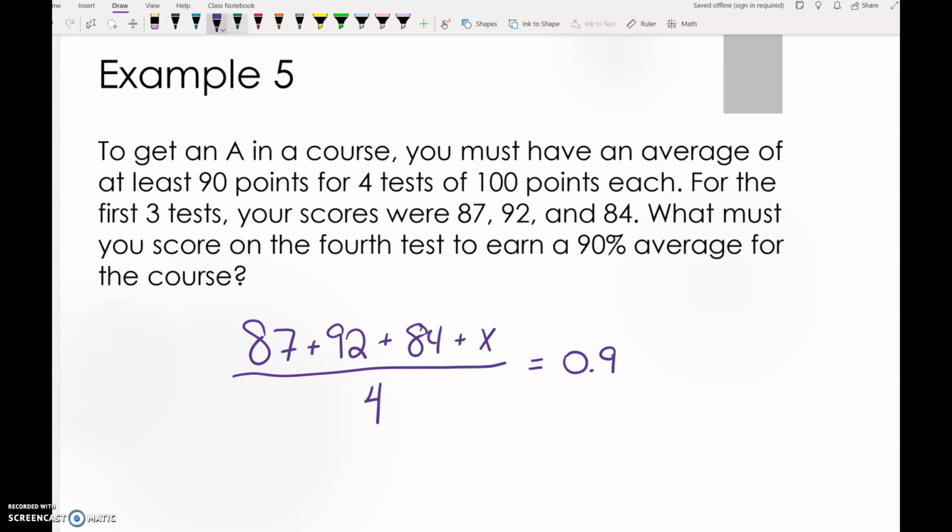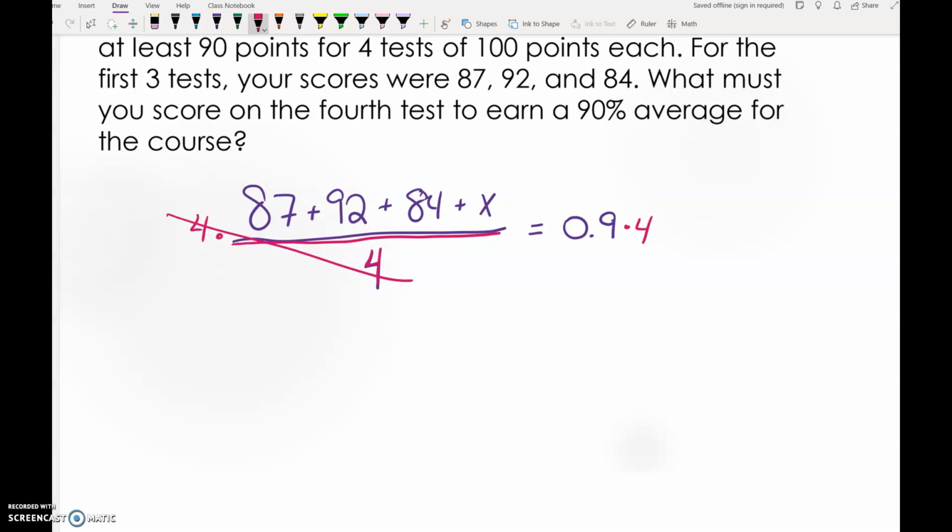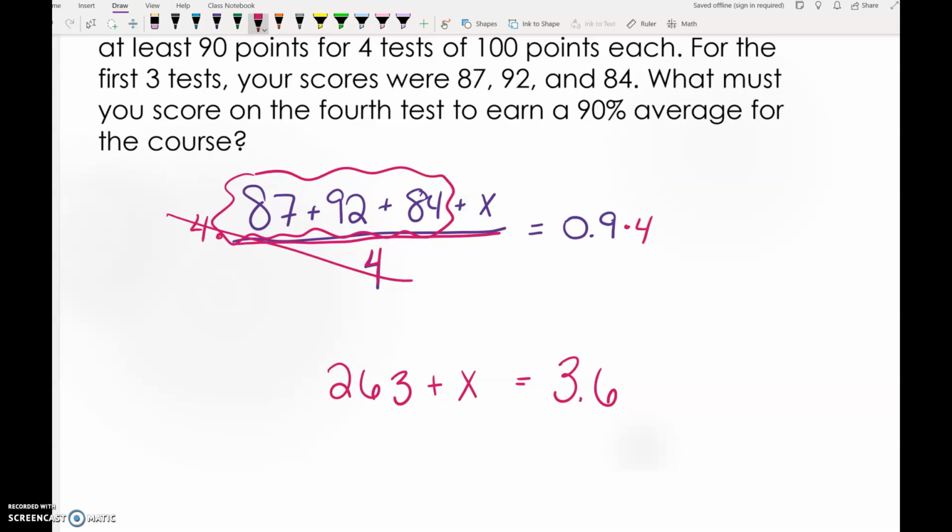So, to solve this, the first thing we need to do is get rid of this big, ugly divided by 4. How do you get rid of divided by 4? Multiply by 4. .9 times 4 is 3.6. You can also combine these 3 scores together. 87, 92, and 84 makes 263.